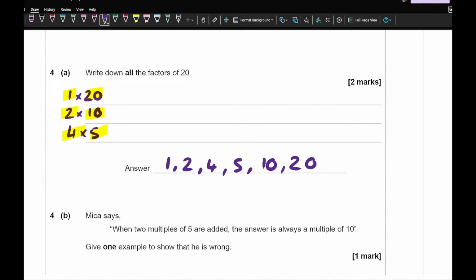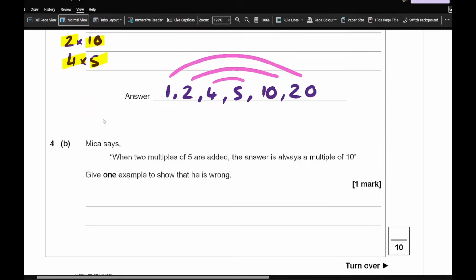Now it's always recommended that you write them in numerical order, from either smallest to largest or largest to smallest. It's just to help marking, but also to help you as well, because when you do it in numerical order you can do 1 times 20, 2 times 10 and 4 times 5.